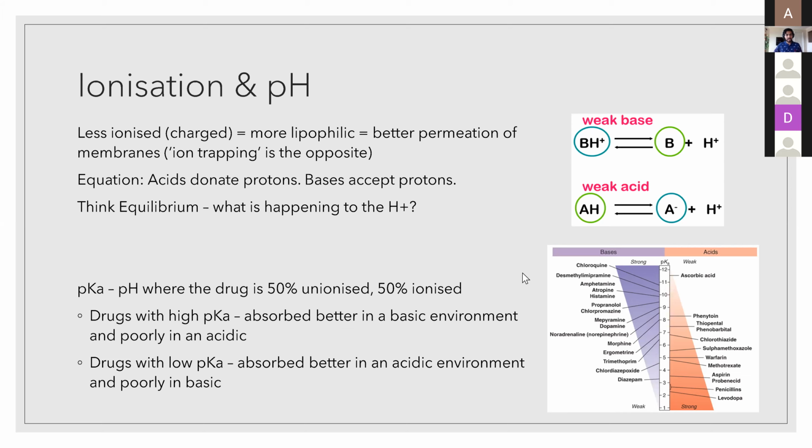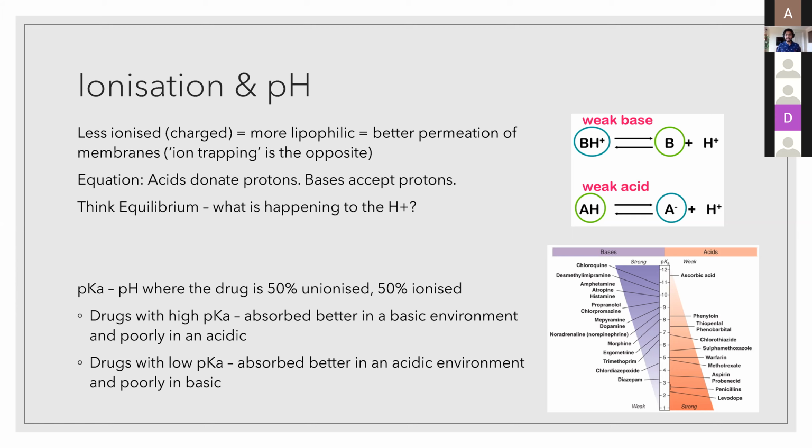Now, essentially, ionization is the drug's charge. It's the state of the drug, whether it's charged or uncharged. So for example here, less ionized means the drug is less charged, and the less charged the drug is, the more lipophilic it is. Remembering that the surface of cell membranes are lipophilic, so that favors the drug passing through the membrane. So yeah, the more lipophilic it is, the better permeation of the drug across the membrane.